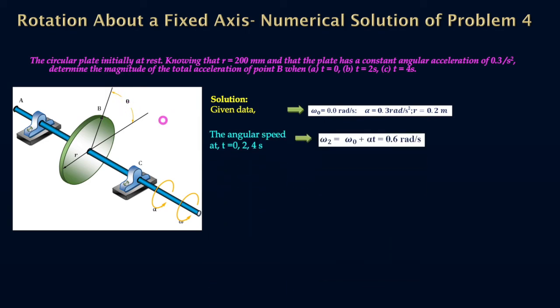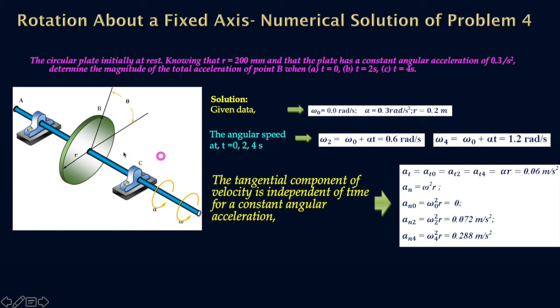Now the angular speed at t equals 0, 2 and 4, we are using these kinematics equations. Omega 2, this suffix 2 indicates at time t equals 2, is omega 0 plus alpha t, for t is 2. Substituting all these values, we get 0.6 radian per second. Again for t equals 4, substituting and the rest of the parameters the same, we get 1.2 radian per second.